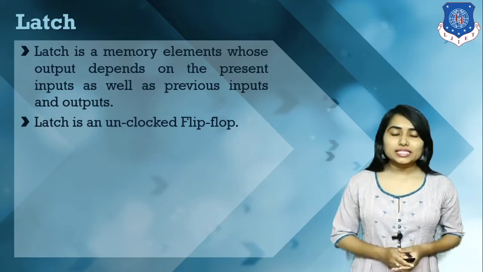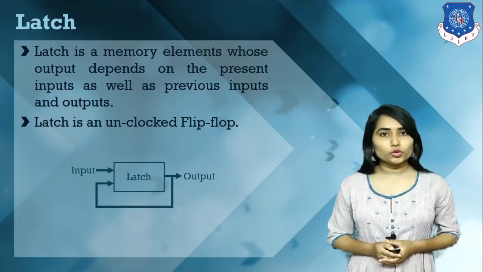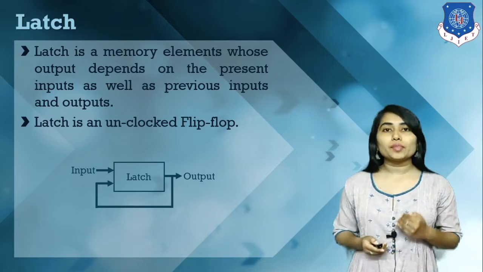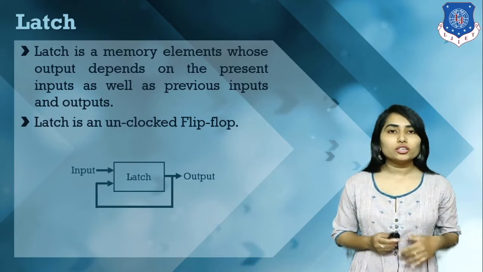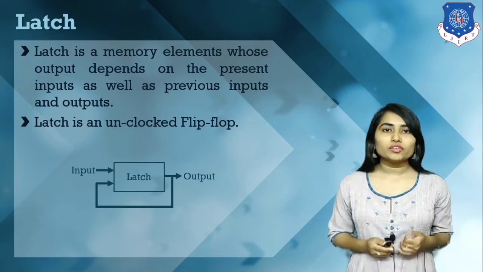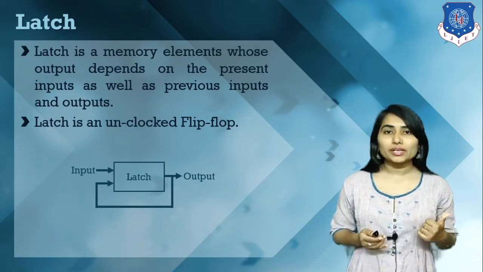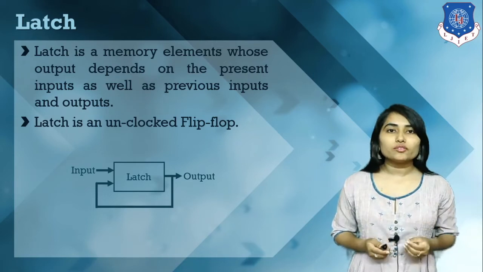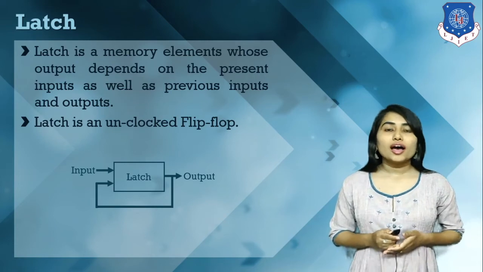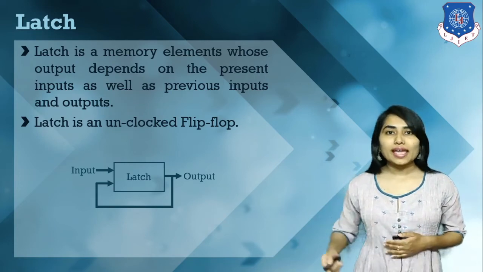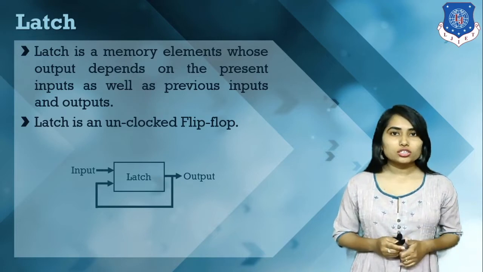We have a basic block diagram of this latch. In a latch, we have an external input and we have an output, and this past output is again provided as an input condition. So here we have the present input and past output, and using these we get the next output. This is how a latch basically works. Here no clock signal is provided.